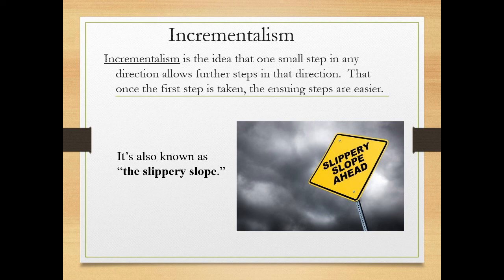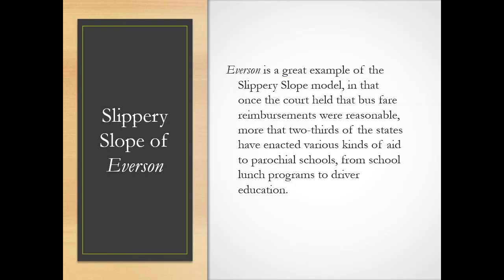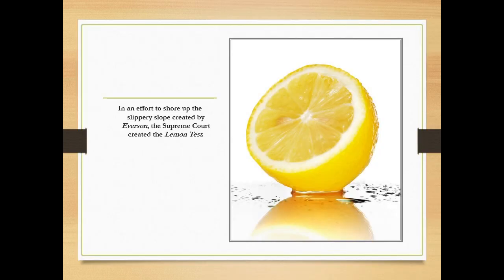If you're looking at Everson as the first step, then what are some other programs, do you think, that might be nibbling around the edges of public-private schools? Well, what about school lunch programs? What about driver's education, right? Neither of these are religious purpose, right? They're matters of public safety or public good. It kind of opened the gates. Once Everson passed, schools started suing for all these remunerations for these programs that they had been offering. So they had to come up with a system that allowed the judges an opportunity to review each case individually.